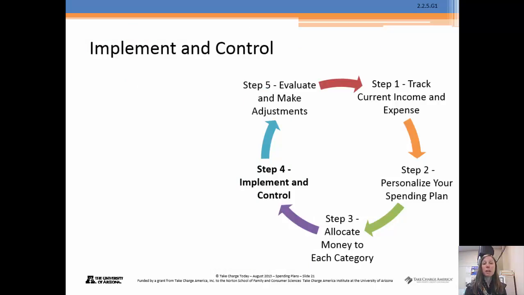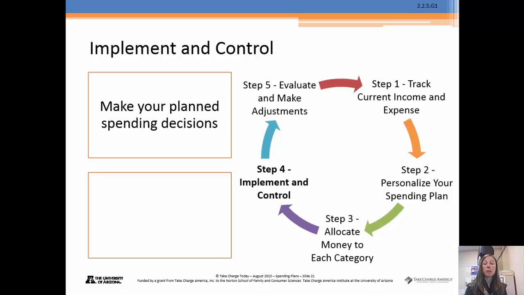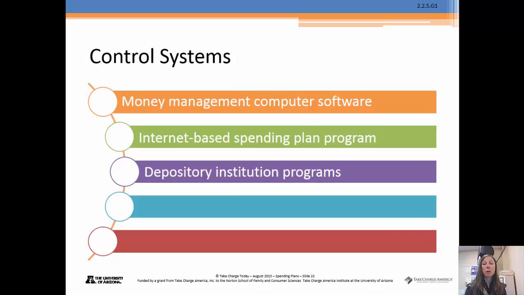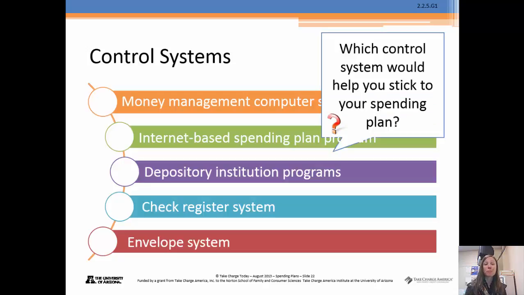Then we get to step 4, implement and control. Make your plan, spending decisions, and use a control system to stay on task. You can use computer software again, like we talked about, another internet-based program. You can use a program from your bank or credit union, your check register, where you just write all of your checks and your debit card transactions, or an envelope system, which would just mean you put a certain amount of money in an envelope for a certain category, and when it's gone, you can't spend anymore.